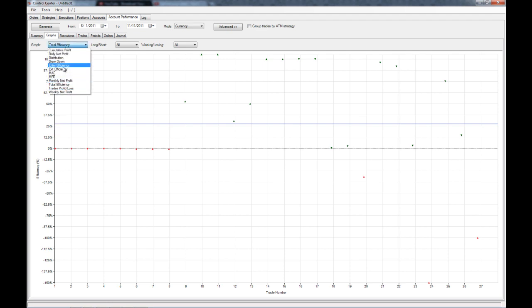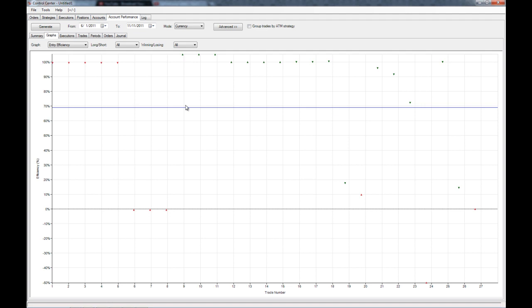If I go to entry efficiency, I can see how well I enter the market. And what that basically means is when I get in a position, is it going to go for me or against me? How much of the move am I getting? And I'm just under 70%.